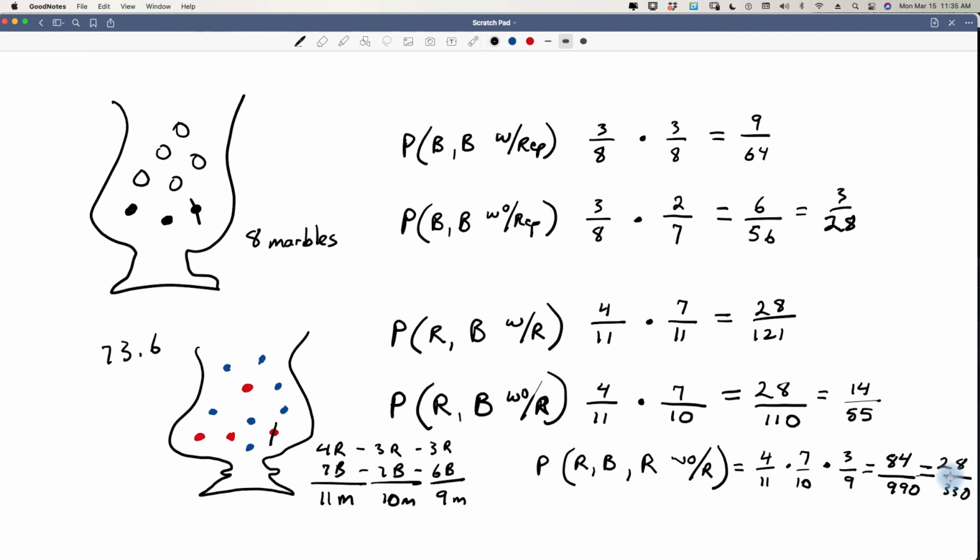I think we can reduce that again. So that would be, let's see if we can divide it by 6. So 84 divided by 6 is 14. And 990 divided by 6 is 165. So that's as far as we can reduce it. So that would be a 14 out of 165 probability that we could draw a red, a blue, and a red without replacement. And that's supposed to be a W right there.